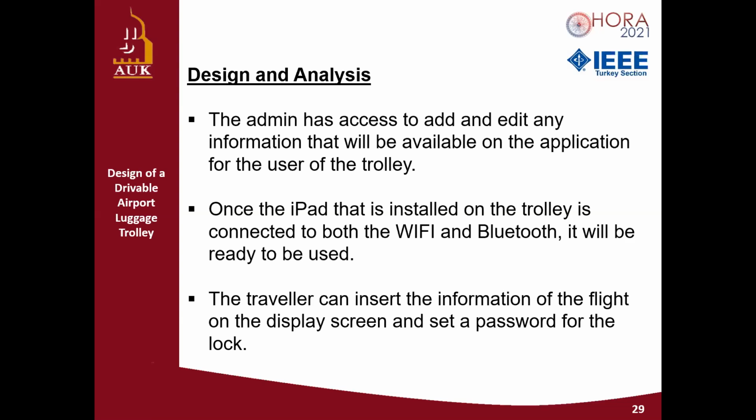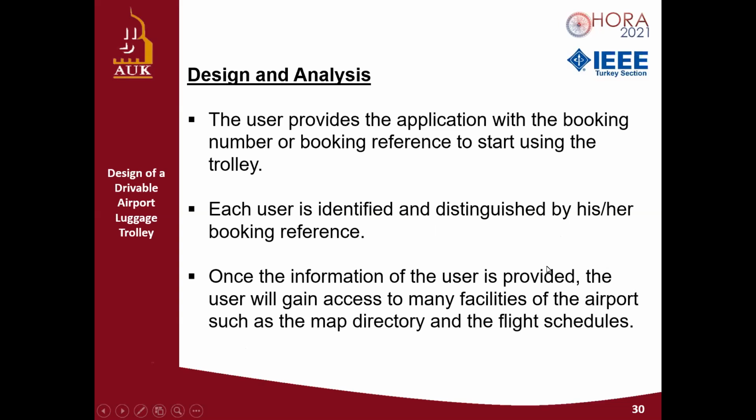The traveler can insert the information of the flight on the display screen and set a password for the smart lock. The user provides the application with the booking number or booking reference to start using the trolley. Each user is identified and distinguished by his or her booking reference. Once the information of the user is provided, the user will gain access to many facilities of the airport, such as the map, directory, and flight schedules.